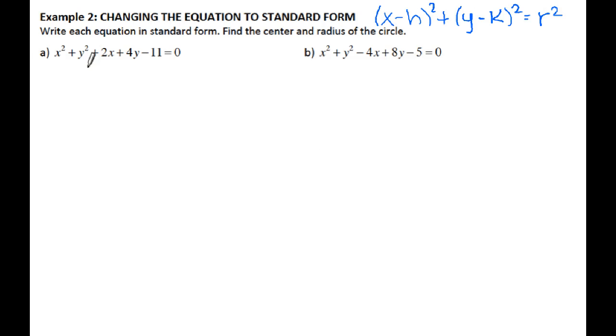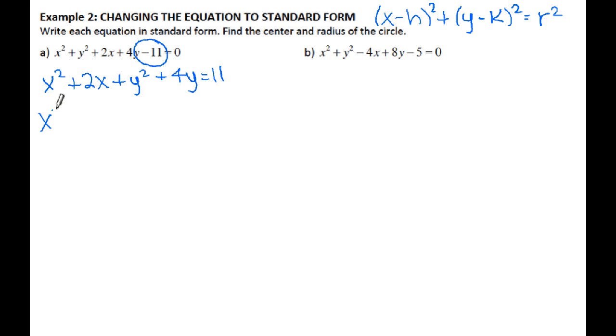Okay, so our goal is to manipulate these equations so that it looks like this. And the way that you do that is by completing the square. So I'm going to go ahead and rearrange my terms so my x's are together, and my y's are together. I'm also going to move this constant to the other side. When I move it to the other side, you're adding, so that's why it becomes a positive 11.